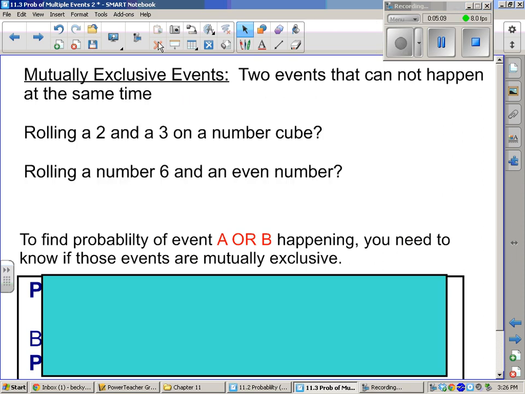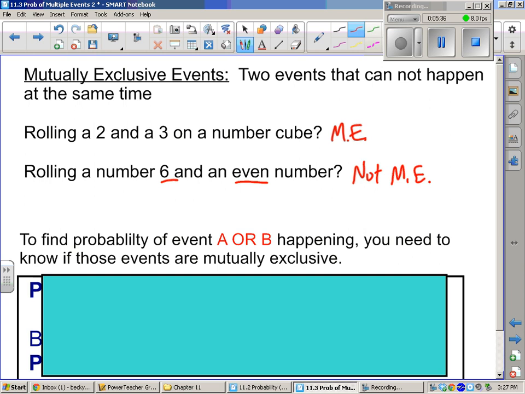All right, let's see if these are mutually exclusive. Rolling a 2 and a 3 on a number cube? With one roll of the die, can you roll a 2 and a 3? No. So these are mutually exclusive. Rolling a number 6 and an even number. Well, 6 is an even number, so they can happen at the same time. So that is not mutually exclusive.